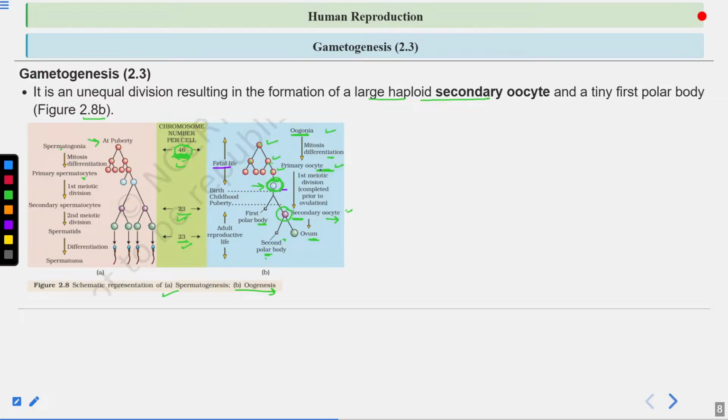And you can see one more difference here: meiosis in spermatogenesis is continuous, but meiosis in oogenesis is not continuous. In meiosis, the cells are arrested. The primary oocyte is arrested in prophase 1 of meiosis 1. The secondary oocyte is also arrested in metaphase 2 of meiosis 2. Clear?